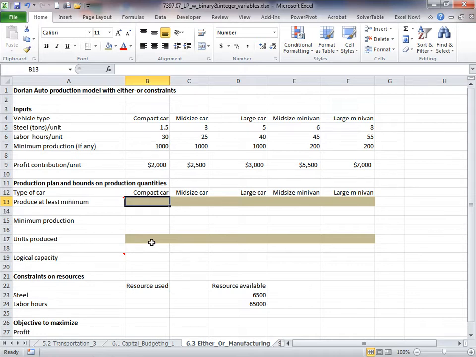If we decide to produce the compact car, let's just make a 1 there, 1 being yes, 0 being no in this case, okay? If we decide to produce at least the minimum, then that means we're going to have to produce 1 times the minimum production, right? Does that make sense? And the other thing that we have to understand is whether or not that influences our capacity. So we're going to have a lower bound that units produced has to be greater than or equal to that amount, right?